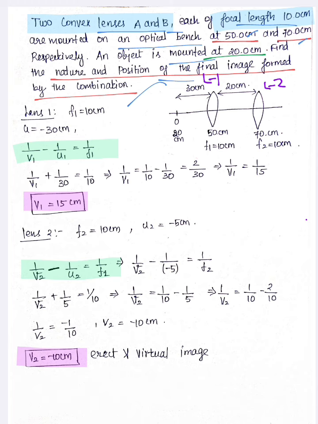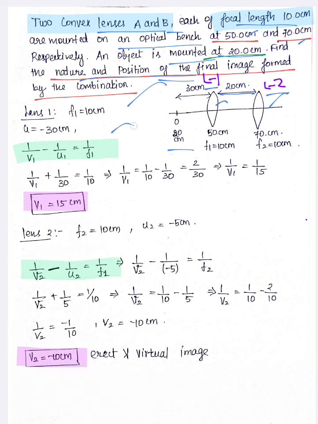There are two convex lenses of focal length 10 cm. One lens is placed at 50 cm on the optical bench and another one is placed at 70 cm. So the distance between the two lenses is 20 cm. We mark one lens as lens 1 and another one as lens 2. Object is mounted at 20 cm on the optical bench. So the distance between the object and the lens 1 is 30 cm. We need to find the nature and position of the final image formed by this combination.